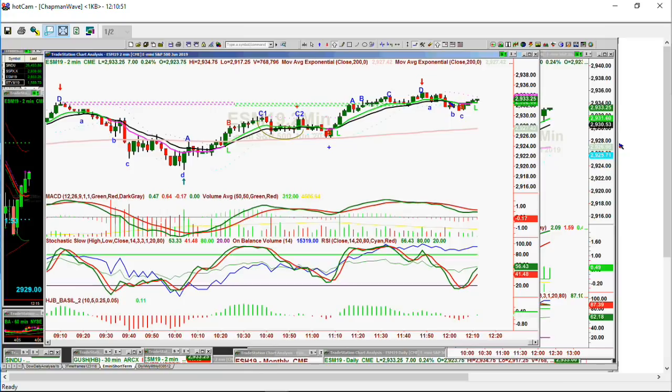And now it's gone above the nine green, nine period moving average. That's good. The MACD is not yet crossed positive. The stochastic is still quite weak. So we're going to be watching this very closely.